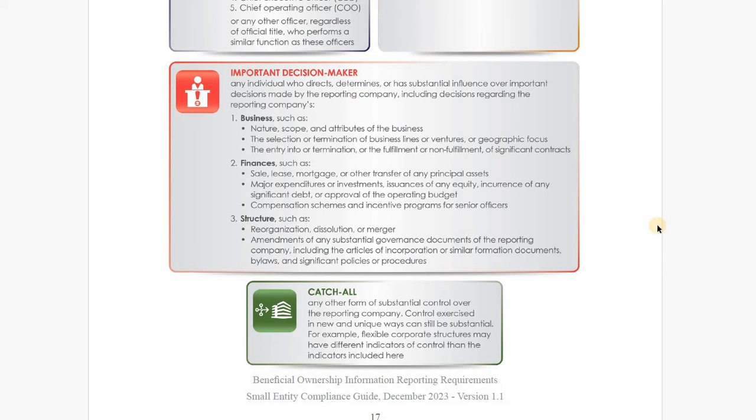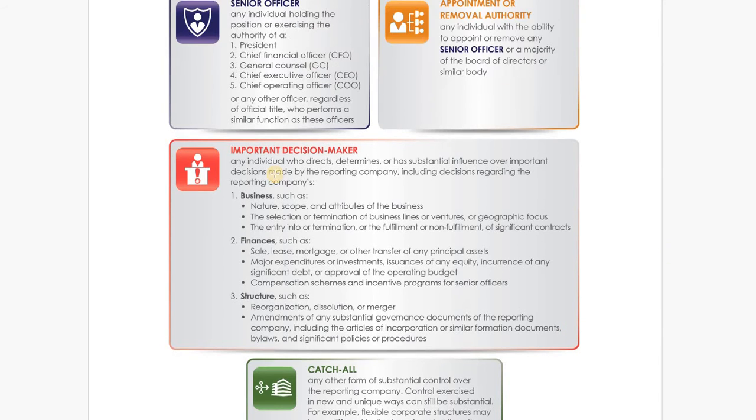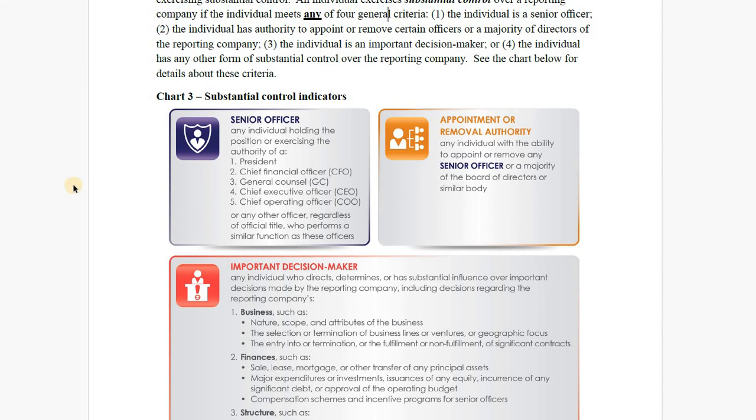So who's an important decision maker? Who's an overall catch-all, right? Is somebody that exercises substantial control over the company in a different fashion that might not be listed here. So you really need to carefully assess who has substantial control over the company, and it's not necessarily an equity owner, right? Your title up here alone could mean substantial control, even though you could be the CFO and own no stock in the company. Doesn't matter. You still get listed as a beneficial owner.